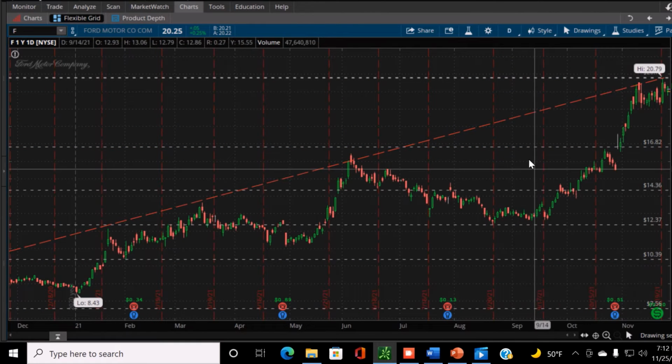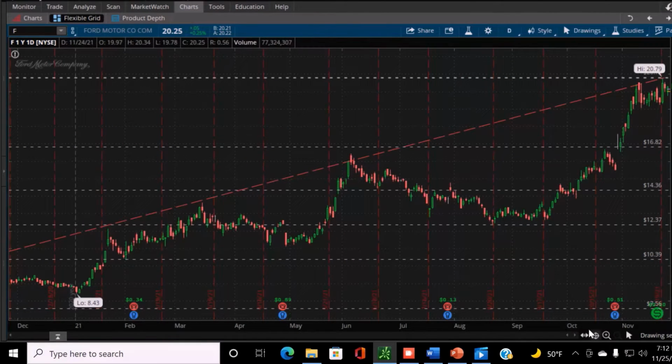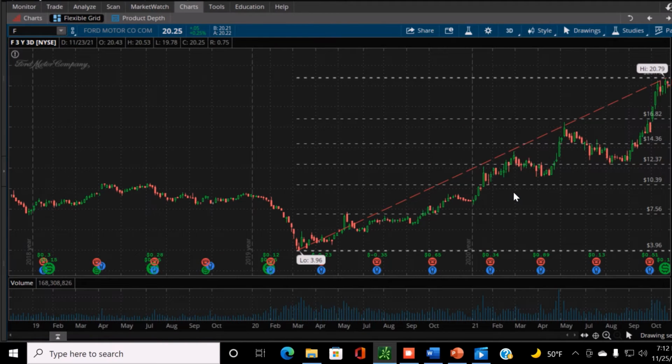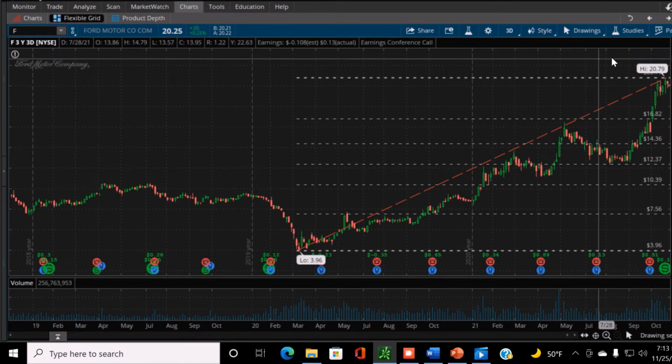But let's check this one out. So let me see if I can zoom out. I'm going to a 1 day, 1 year chart, but let's go to the 3 day. Yeah, that's what I did this at. So you can see this was the low, this was the high.